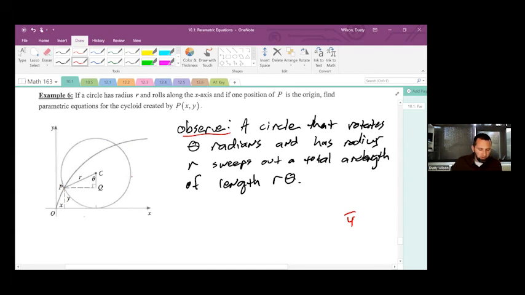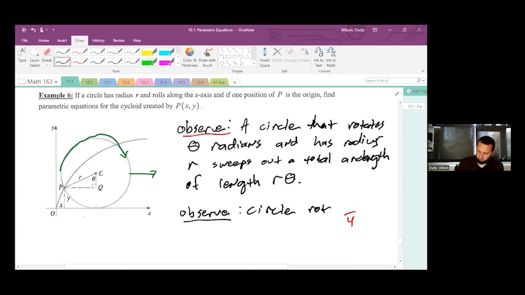Okay. Second thing we need to observe. We need to observe that if our circle is moving this direction, then that means our circle must also be rotating clockwise. Observe the circle is rotating clockwise. Cool.